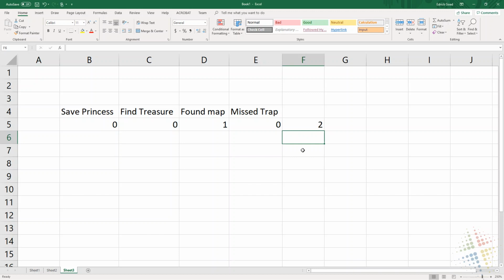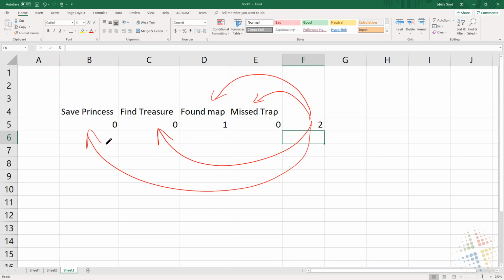And then conversely, I could do the same thing the other way around. I can then convert the number 2 back into, did you miss the trap? Did you find the map? Did you find the treasure? And did you save the princess? So I can now use binary to convert all of these different settings into a single number, and then back the other way. So then I can use it not just for IP addressing, which is what we'll be talking about a lot of times, but I can also use binary for more interesting things in programming languages, which is actually used quite a bit.